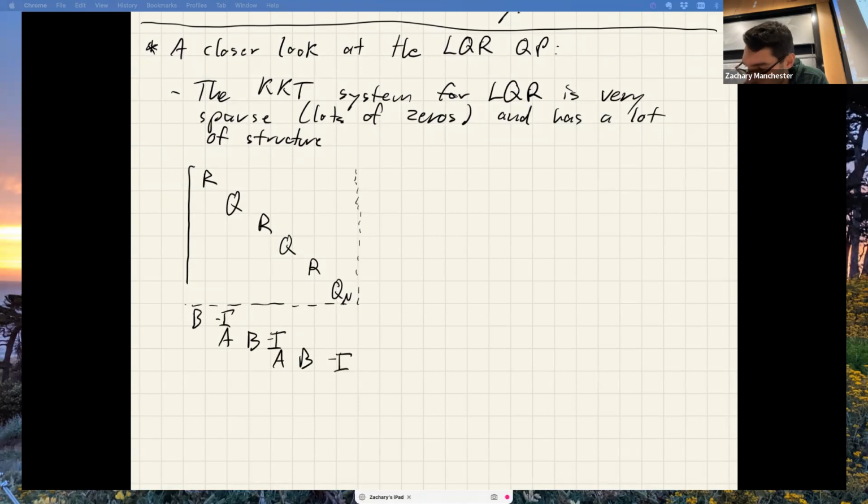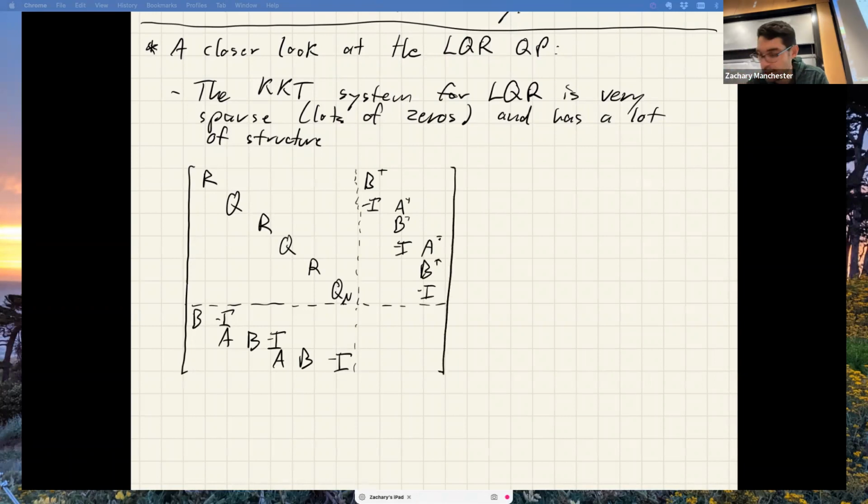Cool. Okay, there's that. And that's the little C matrix. And then C transpose up here looks like B transpose minus I, A transpose, B transpose minus I, A transpose, B transpose minus I. Cool. And then everything else is zeros that I didn't fill in. So there's a big zero block in here, and everything else in the matrix that I didn't put anything in is zeros. The decision variable vector is going to be a bunch of X's and U's.